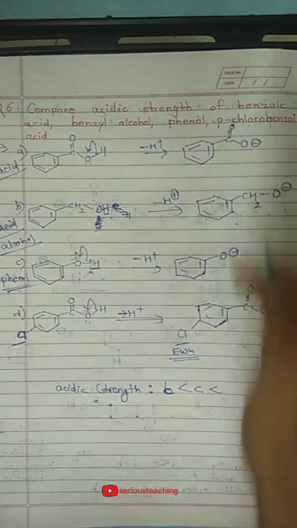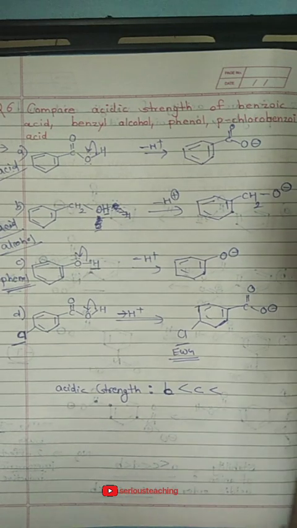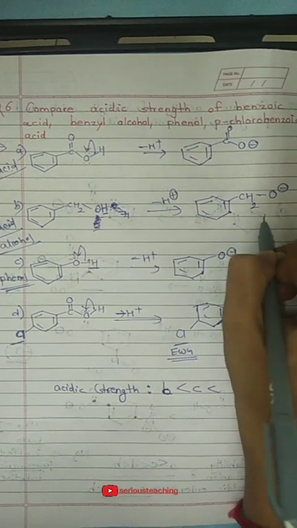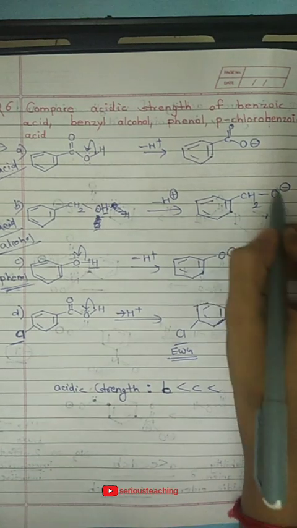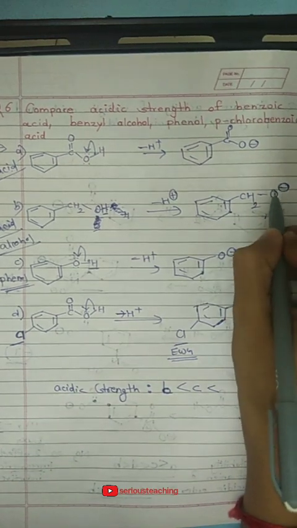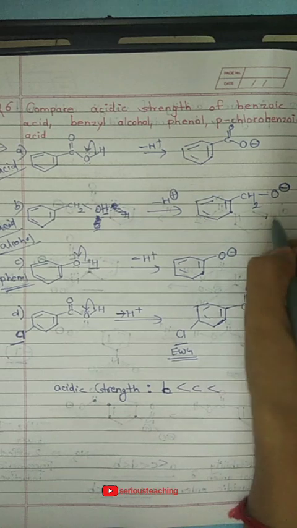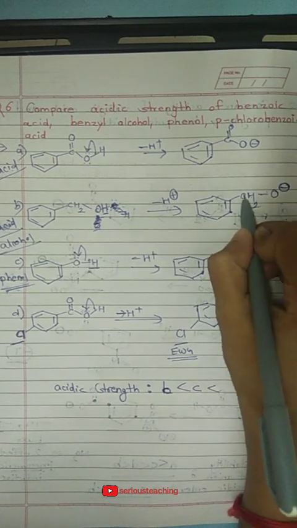Now when we compare all of these, we know that this is actually an alcohol. So the alcohol will be least stable. The reason for this is, see, in this compound the anion form will be stabilized by the inductive effect, because this is a CH2 group.